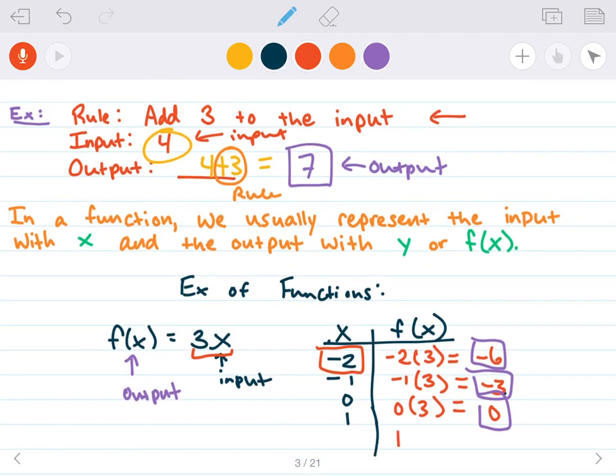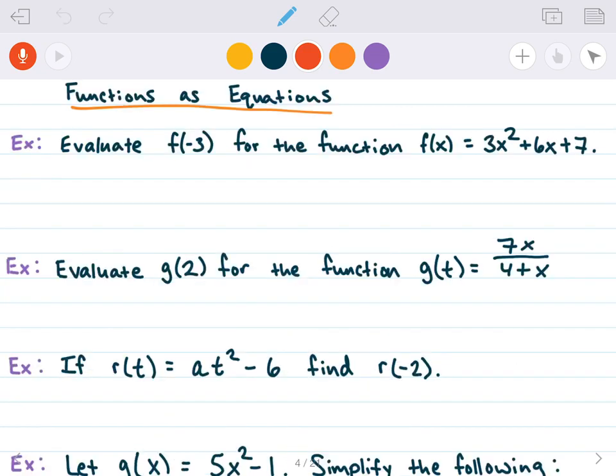We're going to take 1 and multiply it by 3 like our rule says, and we get an output of 3. So the corresponding output of 3 is the input of 1. Okay, see how that works? All right, so let's see what's next.